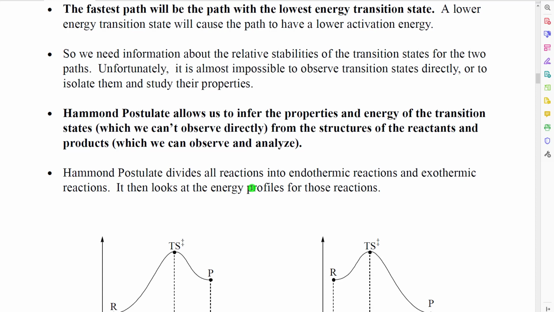Unfortunately, this can be very hard to do because it's almost impossible to directly observe transition states because, by definition, a transition state is the least stable structure in all of the molecules in the pathway, and therefore it will have the shortest lifetime, and it will be impossible to isolate because it will really desire to lower its potential energy and change into a different structure.